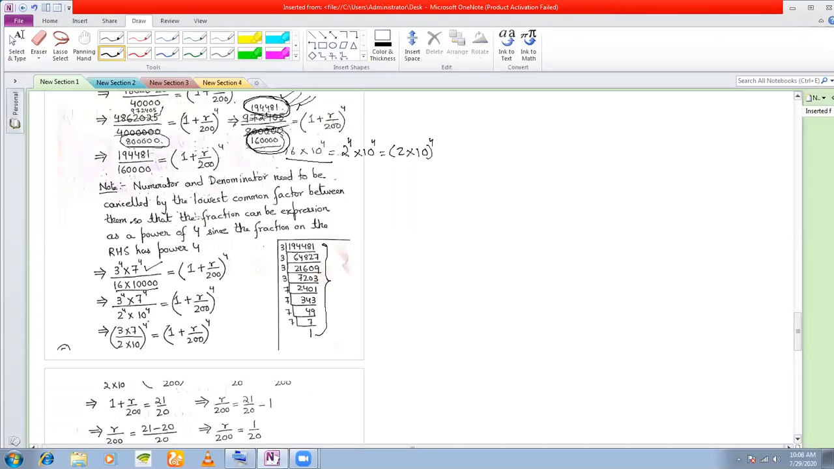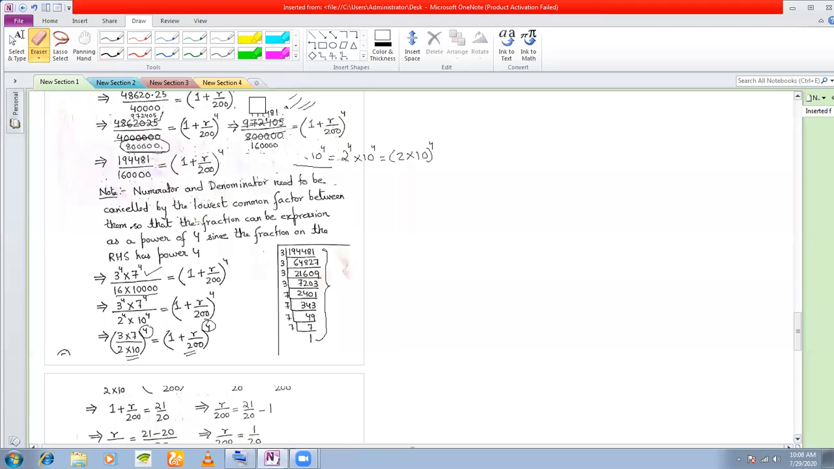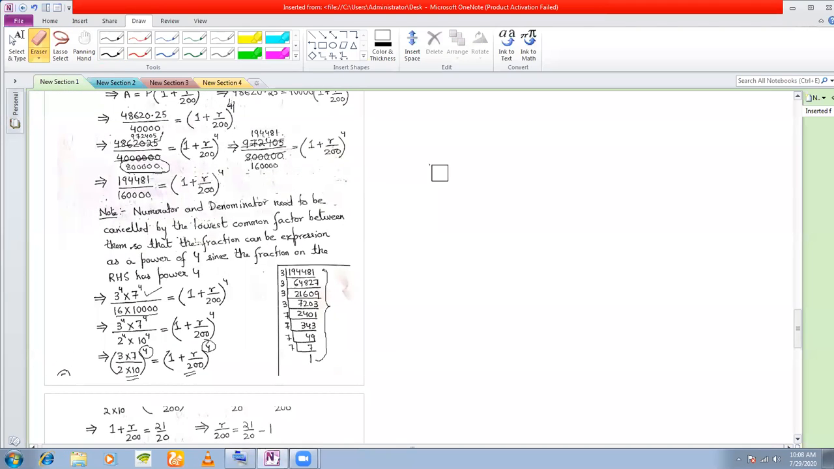So I now make the powers same. Once I make the powers same, the bases are same. And therefore I calculate R. But remember, the main idea here is to make the powers same. Now how do I make the powers same? First I see whether whatever I have is a power of 4 or not. See, I have this, which I know is not a power of 4. So I cancel with the lowest common multiple.